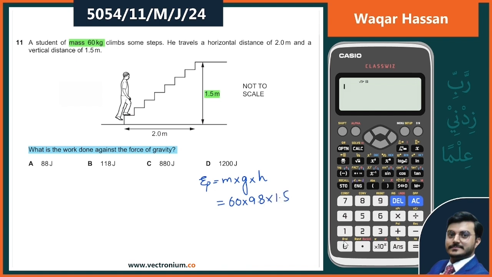Now we can calculate it using a calculator. So 60 times 9.8 times 1.5 is equal to 882, which can be rounded off to 880. Therefore, option C is the correct answer.